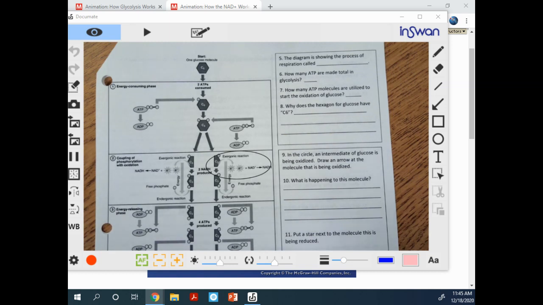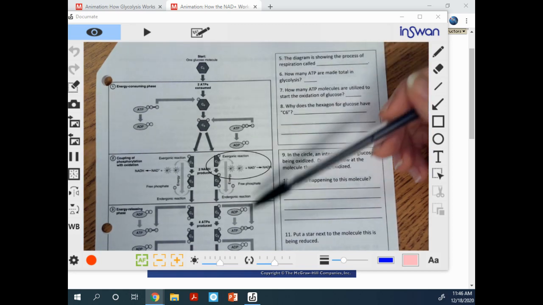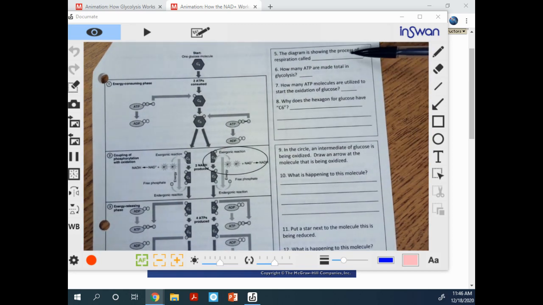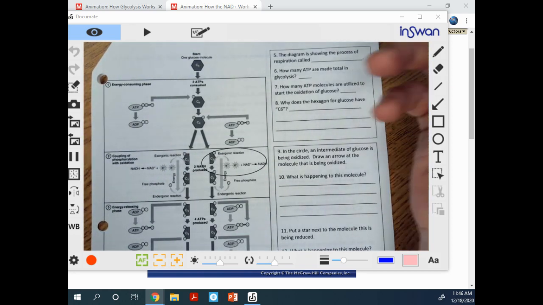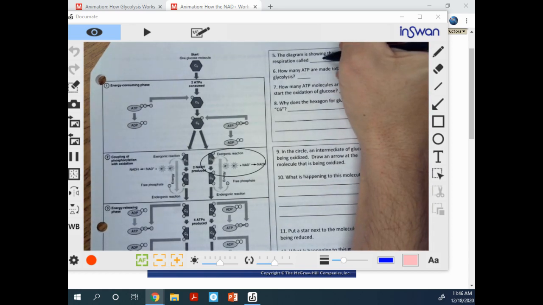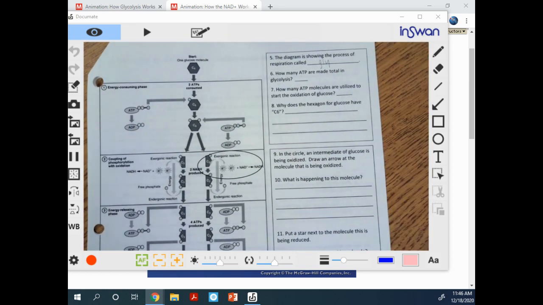Again, this is the big idea. This is the stuff that I do need you to be able to know and do, okay? So first of all, you need to be able to look at this process and know what this process is called. What's this process called? This is glycolysis. We wrote that. We did write that, didn't we? Yeah. Okay, so this is glycolysis. That's number 5.